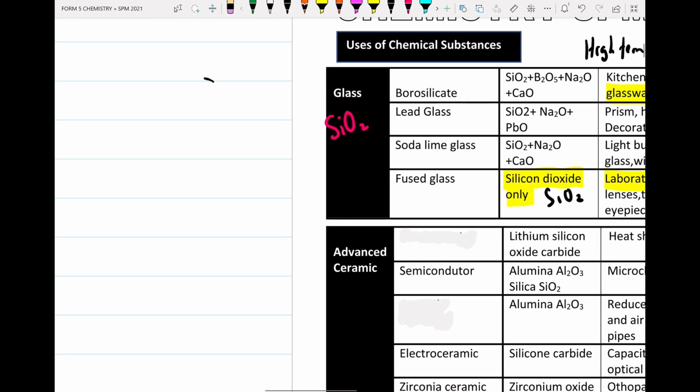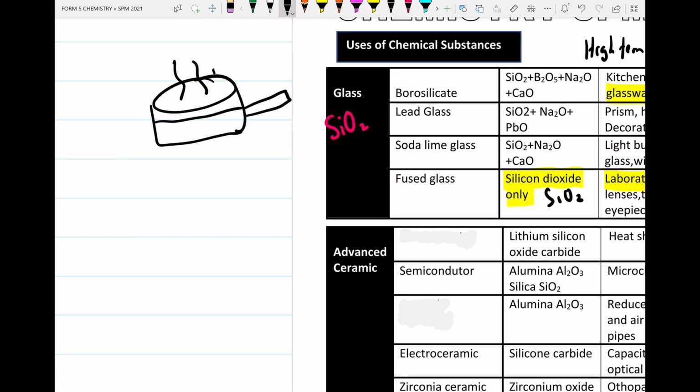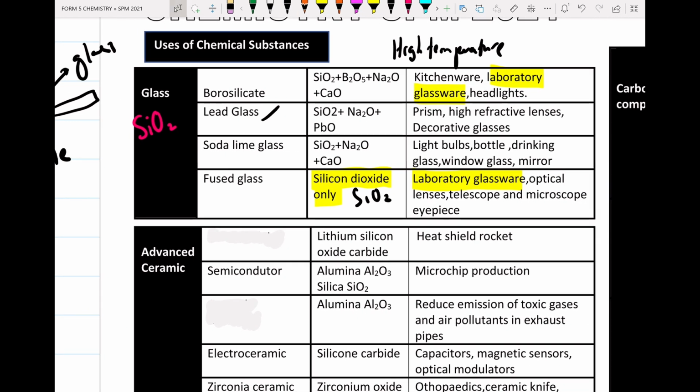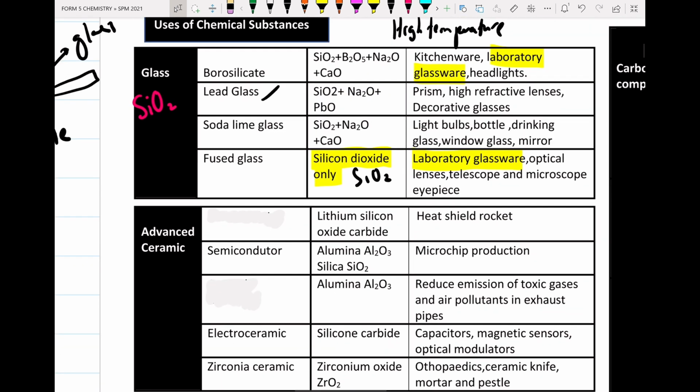Okay, let's say in the exam they give this one: a glass used to cook food that can withstand high temperature. The name of the glass will be borosilicate glass. All right. Please study lead glass also. It's used to make decorative glass with a high refractive index.